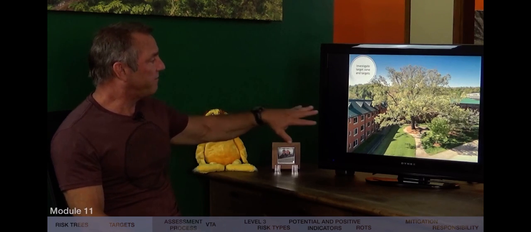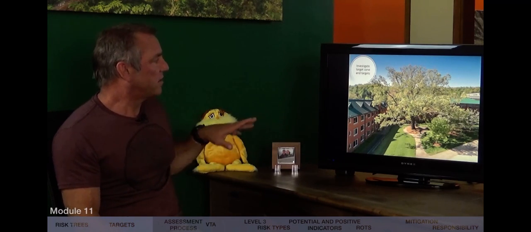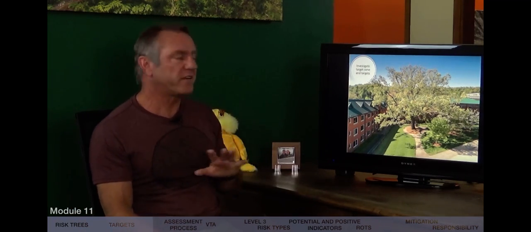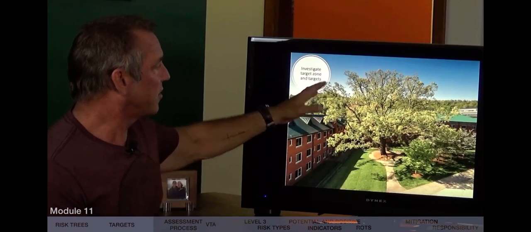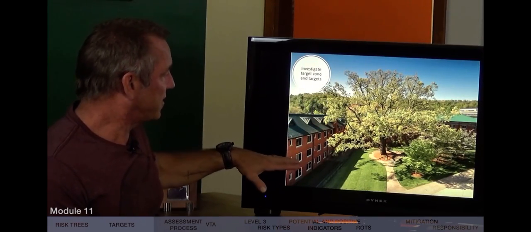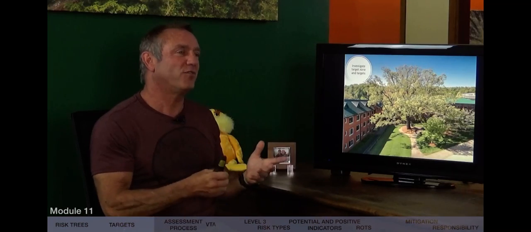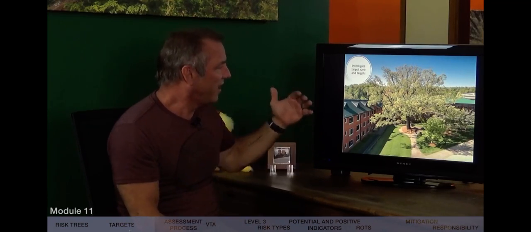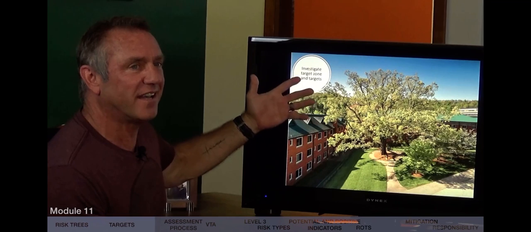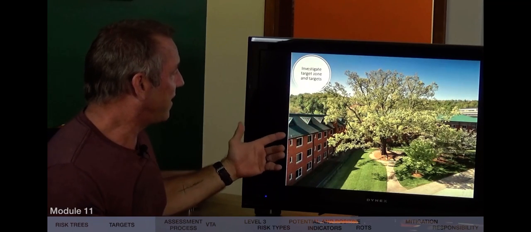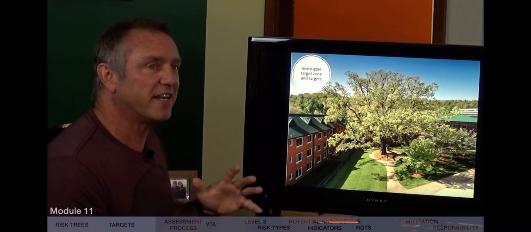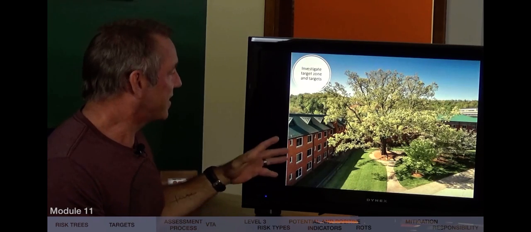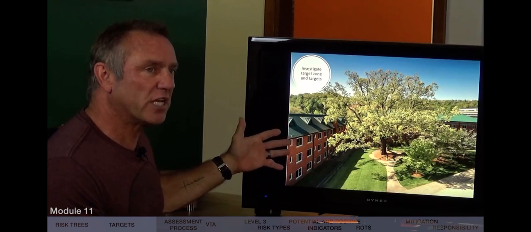So what we want to do is investigate target zones. This is a great picture that shows several different targets. This is a very large oak tree on a campus, and you can see that the target zone would be extremely large because of the size and impact of this tree. But what we want to do is try to identify targets. So take a minute to look at the image and see what you can identify.